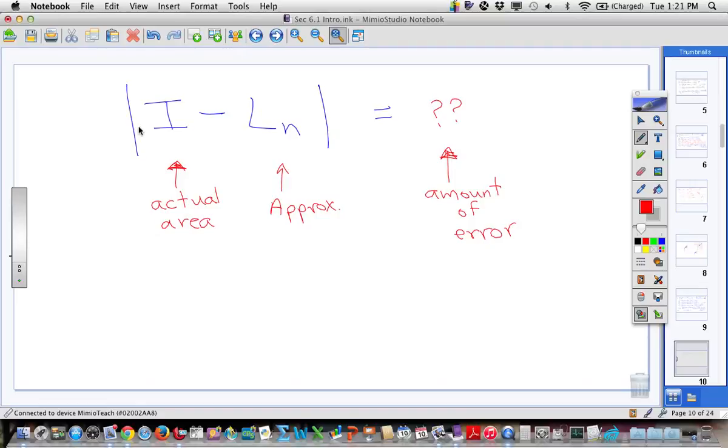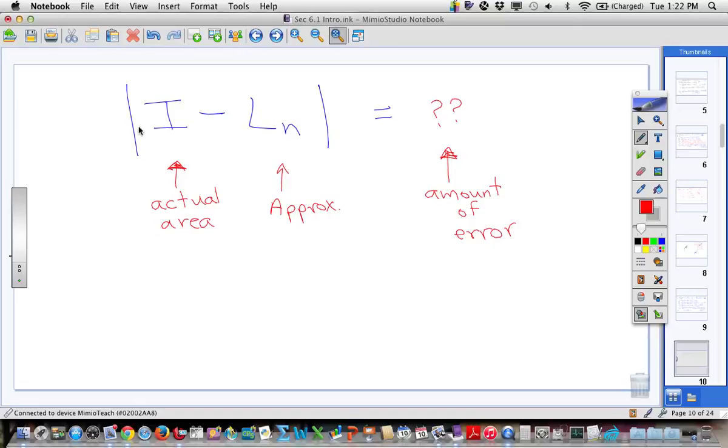But I mean, why? What does that do? If you got a negative here when you subtract it, what's that mean? It means this one's too big, so it's over. If you get a positive, it's under.